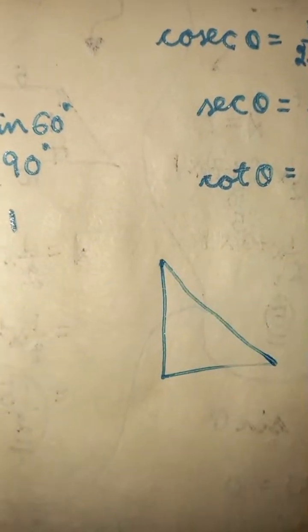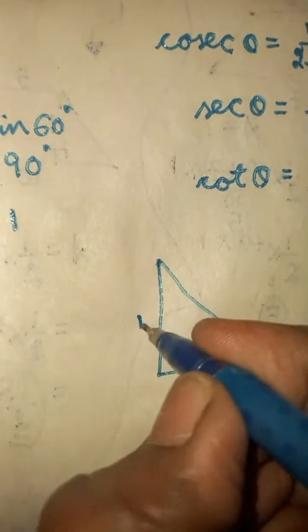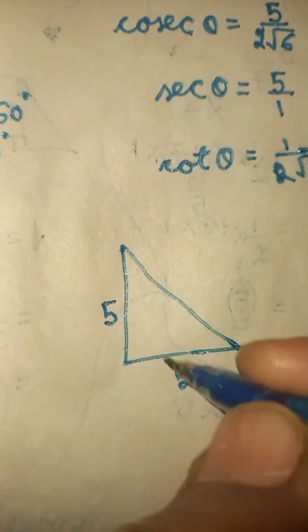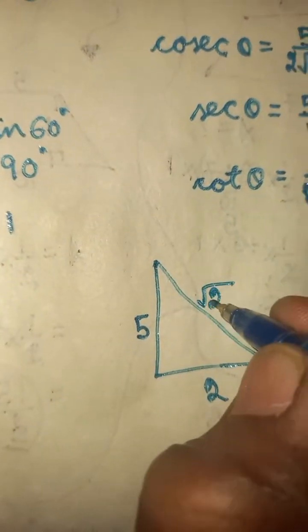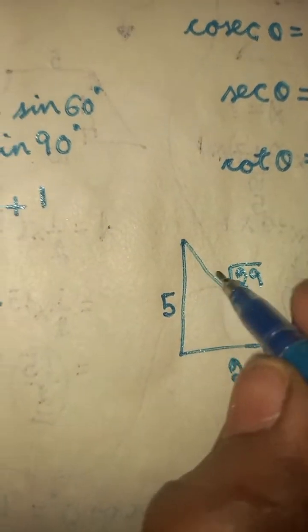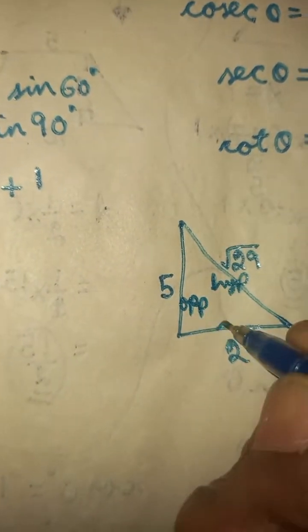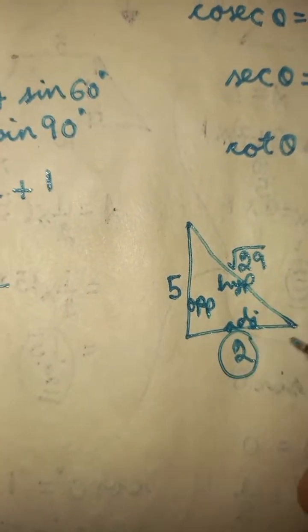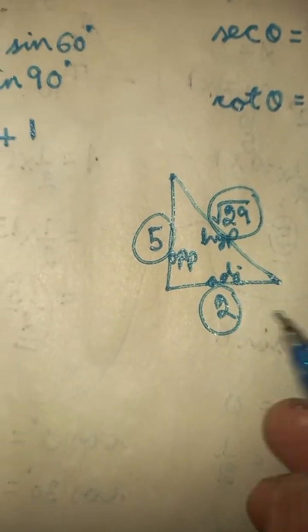Let's take out one more triangle. Here in this triangle they have given this side length as 2 units and this side length as 5 units. This is root of 2 square plus 5 square, that is going to become root 29. Now this one is hypotenuse, this is opposite, and this is adjacent. Let's find out different trigonometric ratios.